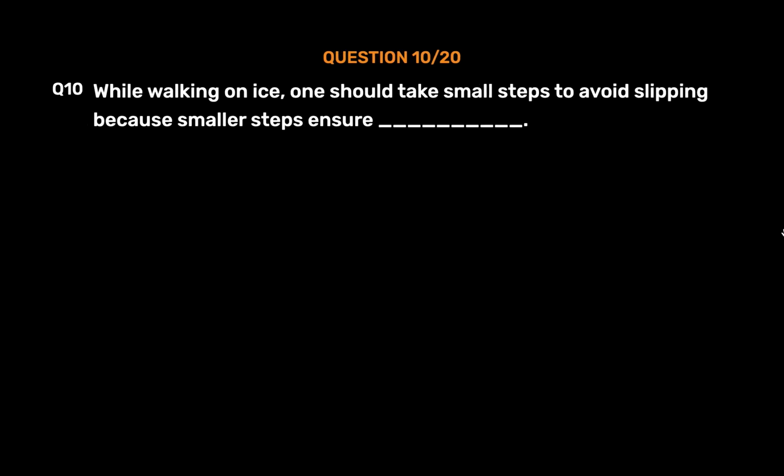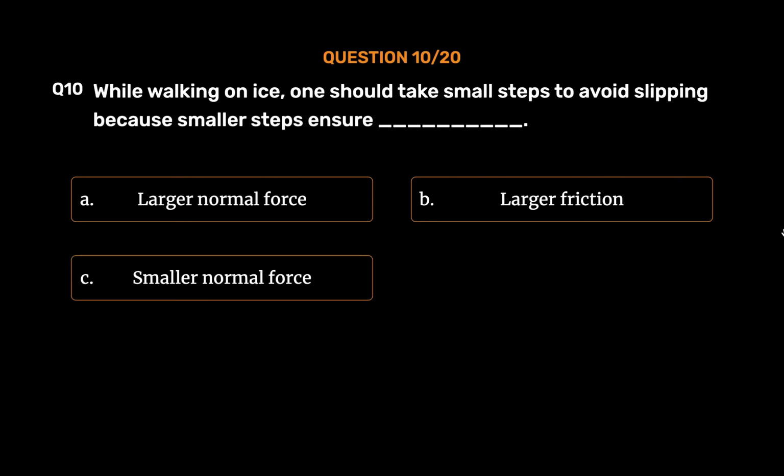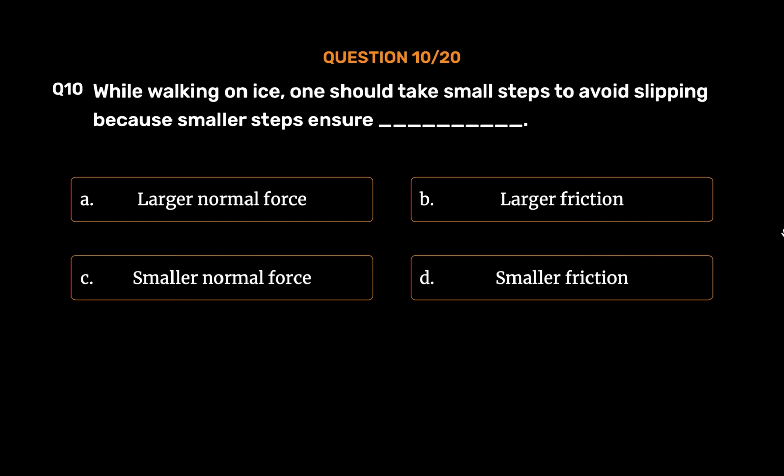Question number 10. While walking on ice, one should take small steps to avoid slipping because smaller steps ensure underscore. Option A, larger normal force. Option B, larger friction. Option C, smaller normal force. Option D, smaller friction. The correct answer is option D, smaller friction.